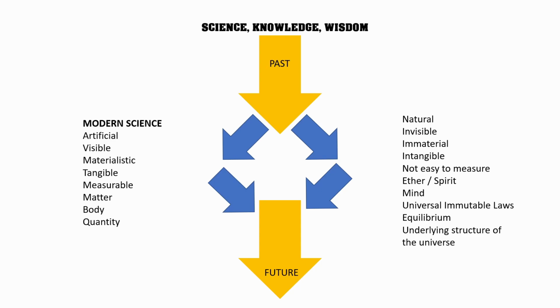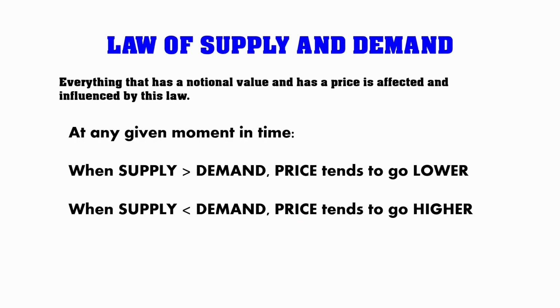Okay, so let's go ahead. Let's have a quick review about the law of supply and demand. So everything in existence that has a notional value and has a price, as I mentioned before, is affected and influenced by this law, the law of supply and demand. Important here to understand is this word notional, because it is somehow subjective. It's not objective, it's subjective, because we give value to things. It might not be valuable to everyone.